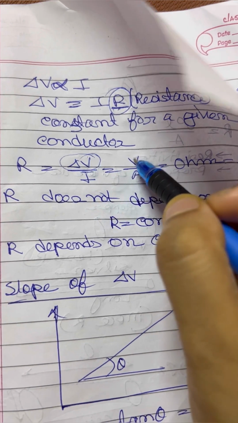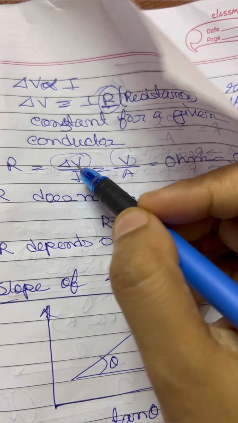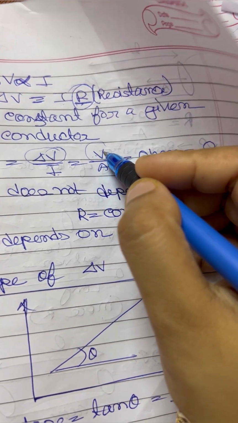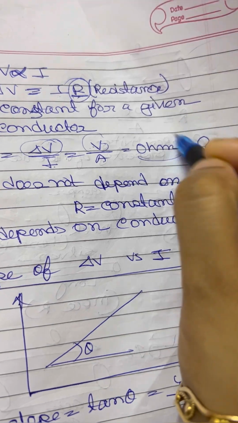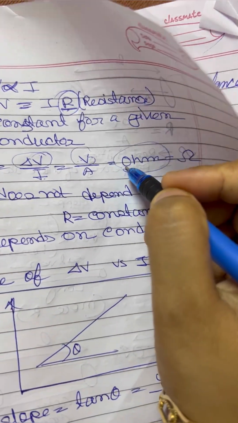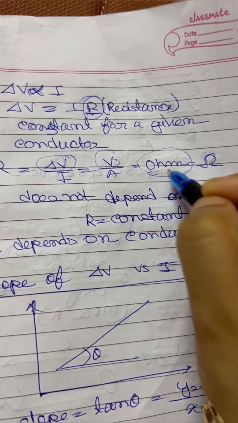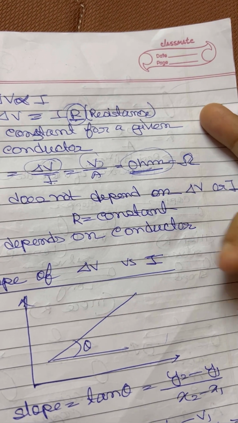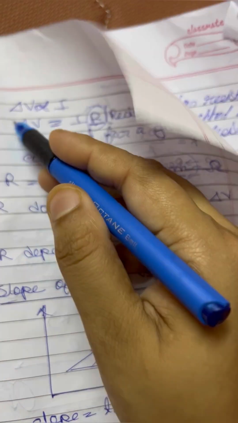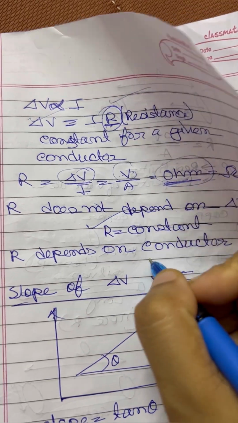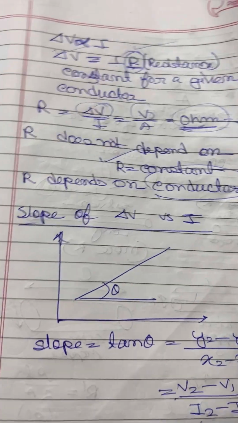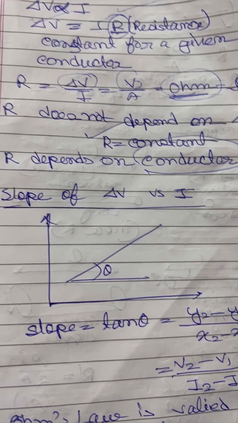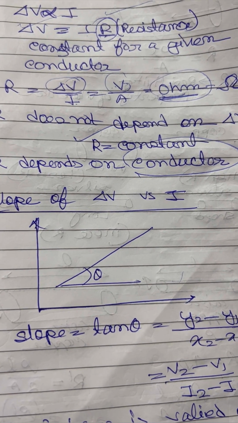So the unit is volt per ampere. We can write that it is Ohm, or the sign is like this. This is the unit of resistance. R does not depend on delta V or I. R is constant. It doesn't depend on delta V or I, but it depends on the conductor through which it is passing. Suppose it may be silver, it may be water, so that thing it depends on. It doesn't depend on potential difference, or on current.